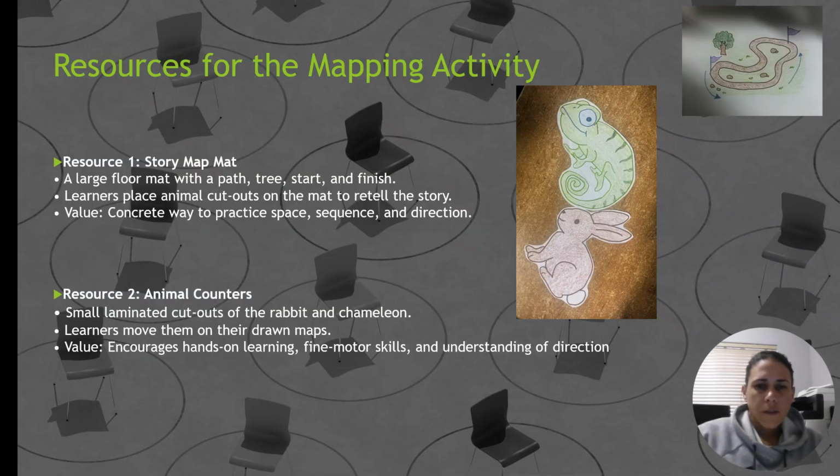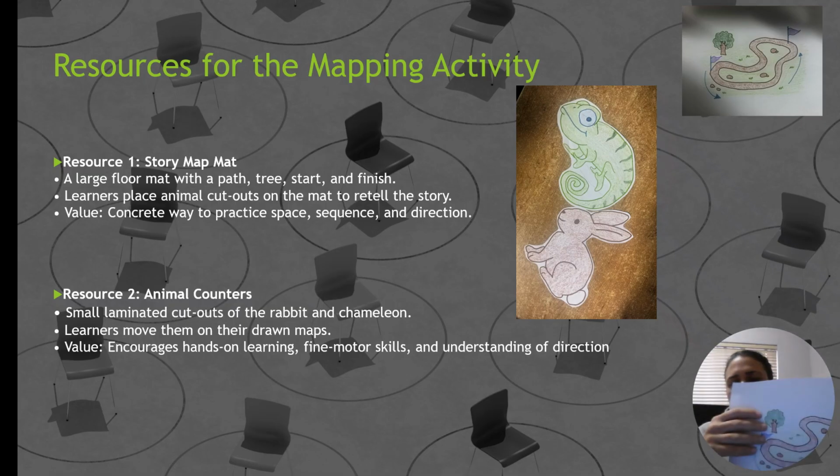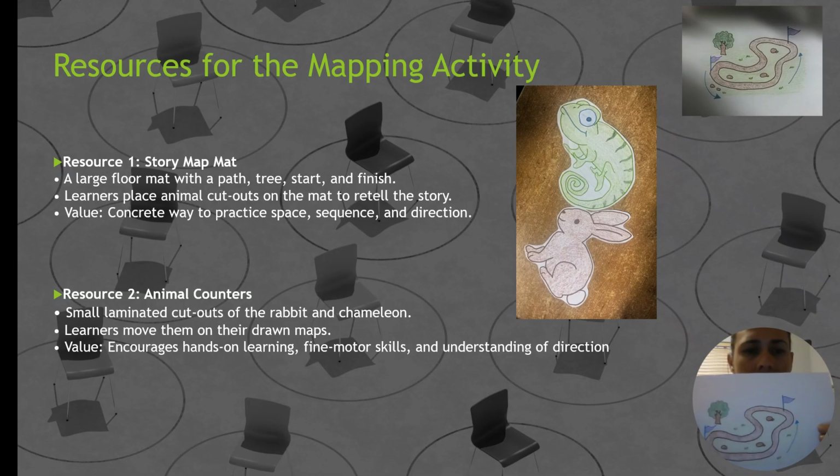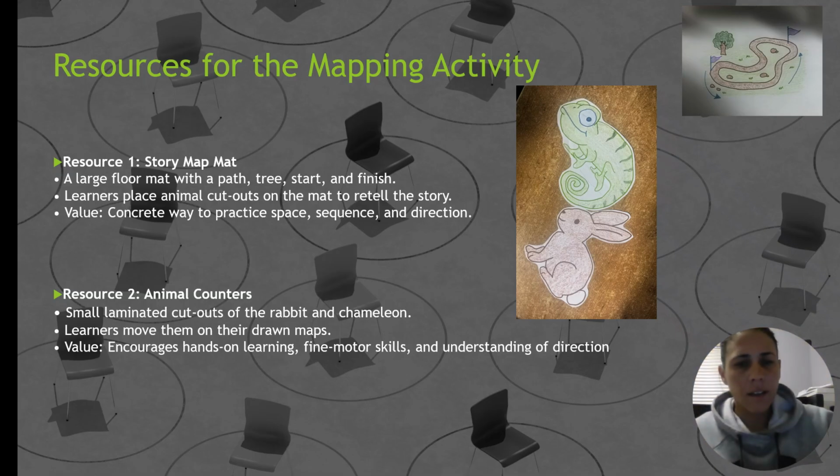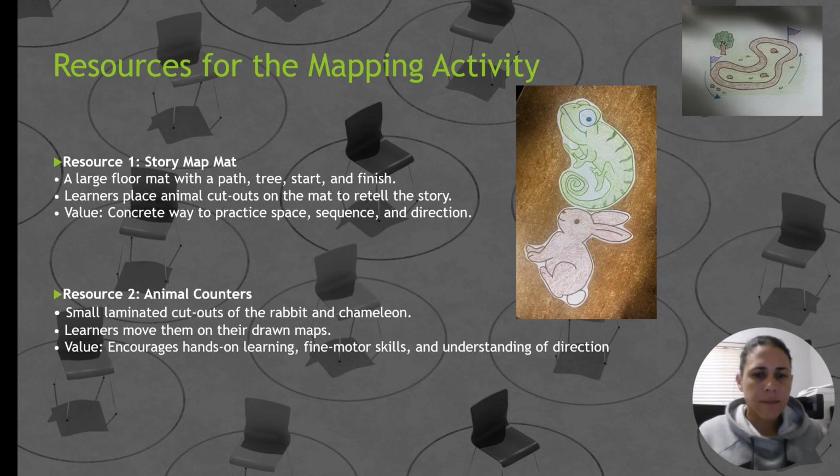The resources for the mapping activity include a story map, which is a table map that is hand-drawn and used to display the race. The learners will take the animal cutouts and retell the story. This will be a concrete way to practice space, sequence, and direction.